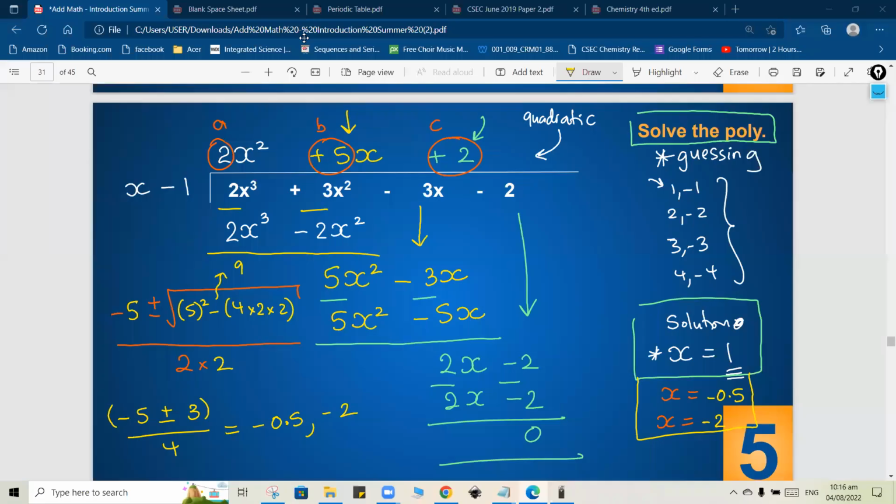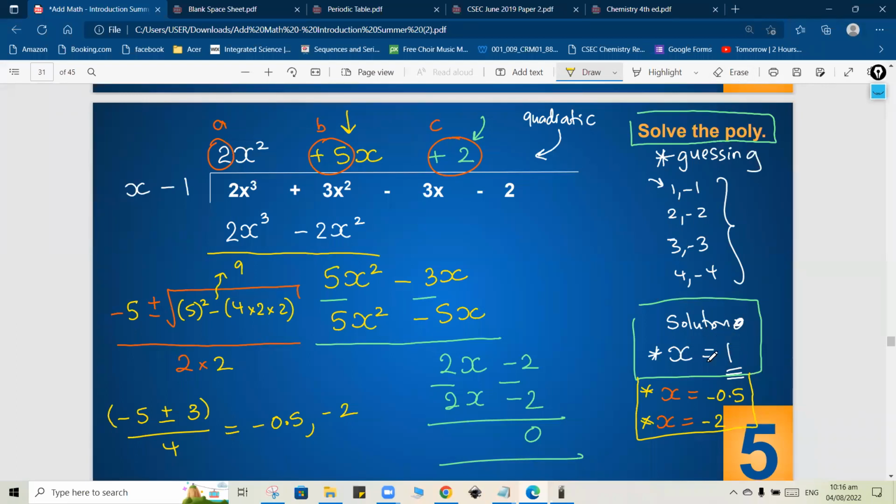If they ask you to list the solutions, then you write it just like this: x is equal to 1, x is equal to minus 0.5, and x is equal to minus 2. Those are your 3 solutions. But if they ask you to factorize it, what can you do?